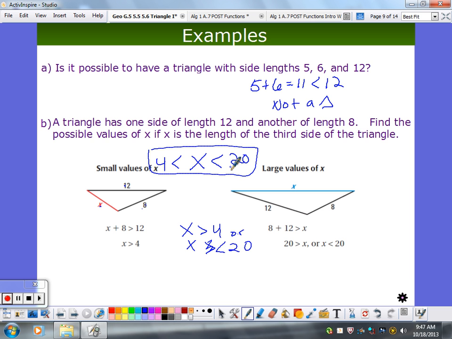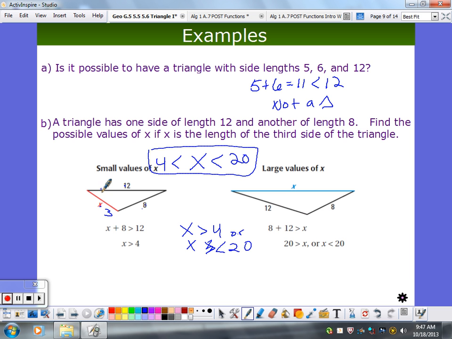If this is 3, it adds up to 11. Yeah, but I have to work on both, right? I have to work on both because that's my triangle. It's just which way you're looking at it, right? It depends which way you're looking at it.